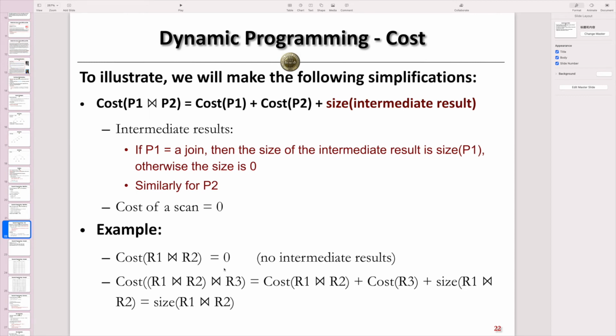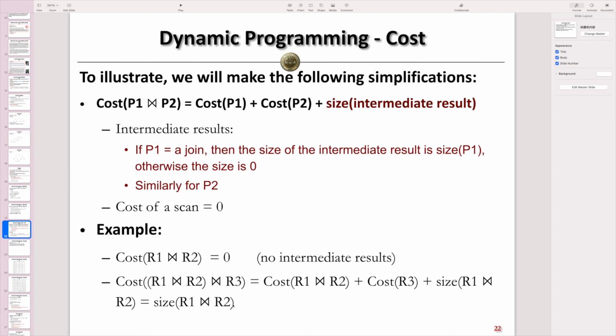However, if we are computing the cost for R1 joins R2 as the P1 we define here, this is one of the subplans, and it will further join R3. This will be equal to what? It will be equal to the cost of R1 joins R2, plus the cost of R3, plus the size of R1 joins R2. Because we define the cost for R1 joins R2 to be 0, this one will be 0. Similarly, this one will also be 0, because it just covers scanning. The cost is 0. Therefore, the cost for this term will be equal to the size of R1 joins R2. You can follow me, right?